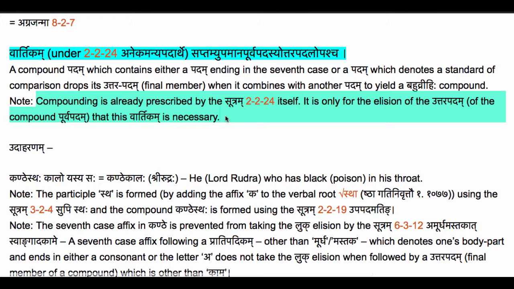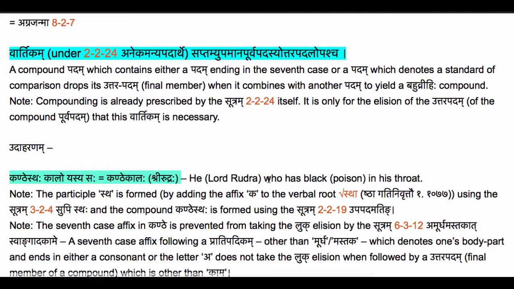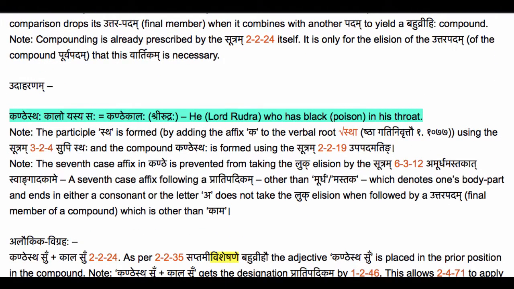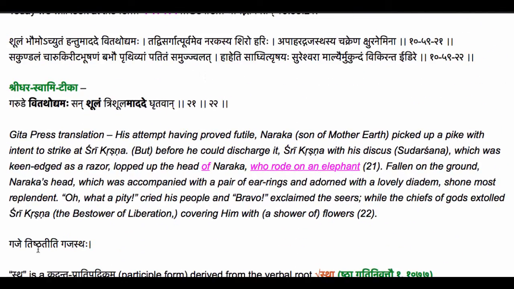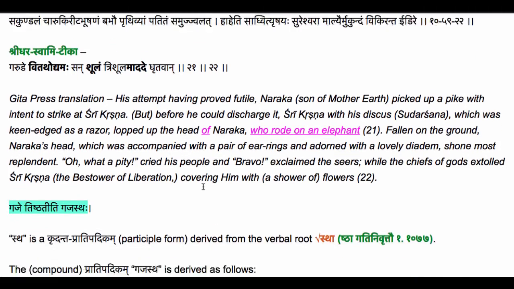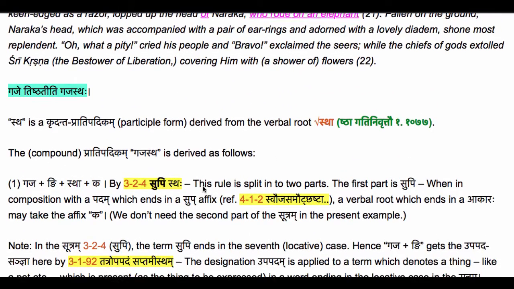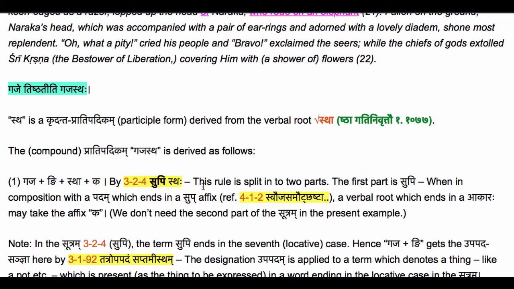The first example is Kanthe sthaha kalo yasya saha equals Kanthekalaha, qualifying Shri Rudraha. He, Lord Rudra, who has black poison in his throat. Let us first briefly look at the formation of the compound purvapadam, which is Kanthesthaha. We have already seen a post dated October 12, 2012 where we derived the compound Gajasthaha, Gaje tishtatiti Gajasthaha. The steps in deriving Kanthesthaha are very similar to those in deriving Gajasthaha.